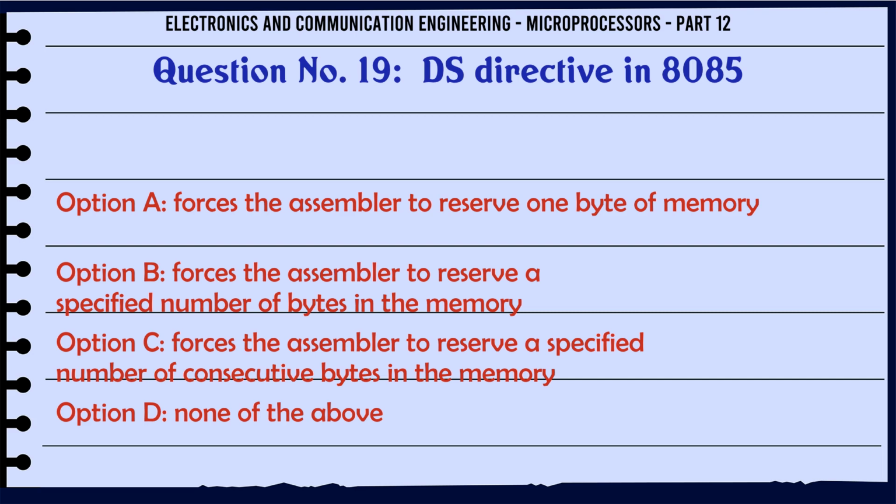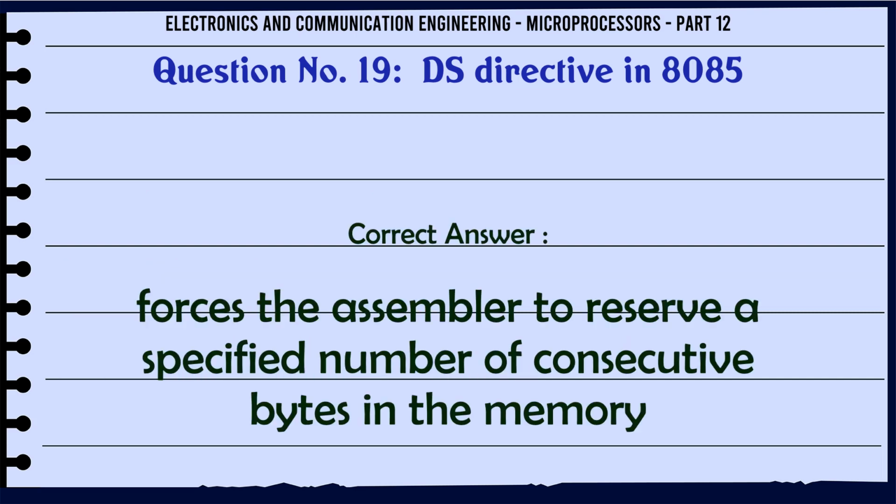Forces the assembler to reserve a specified number of consecutive bytes in the memory. D. None of the above. The correct answer is forces the assembler to reserve a specified number of consecutive bytes in the memory.